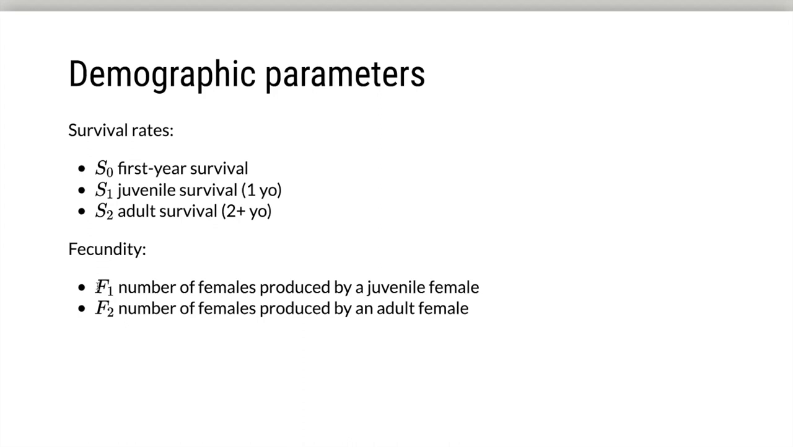Why are we just counting females? We will get back to that in a bit, but in this example, we're gonna use a one-sex model. So we're just modeling the female part of the population. That's why we count just the number of females produced by a female, okay?